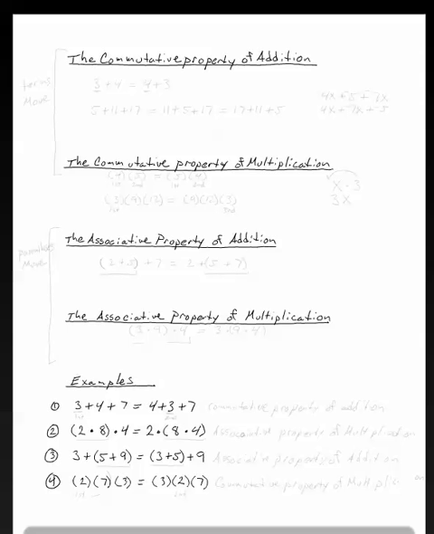So this pencast is a review of the commutative and associative properties of addition and multiplication. So let's start with the commutative property of addition. Remember that the word commutative sounds a lot like commute.